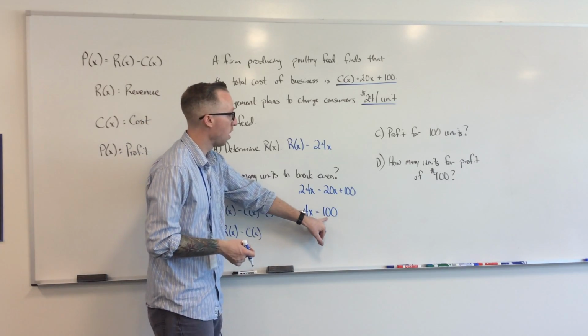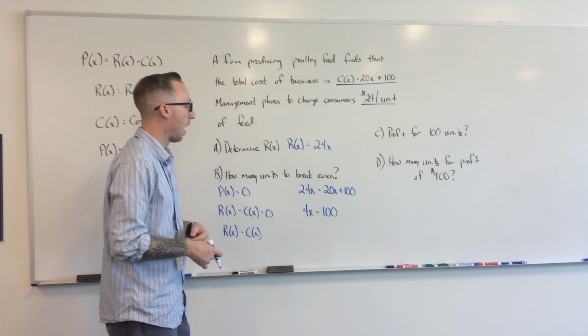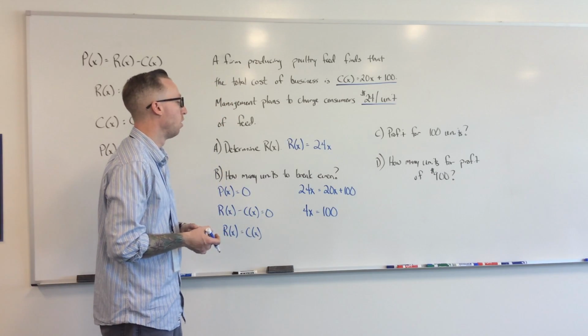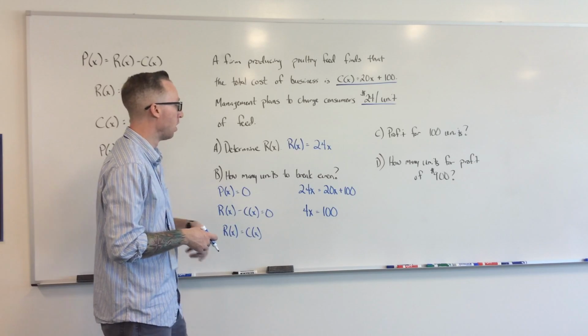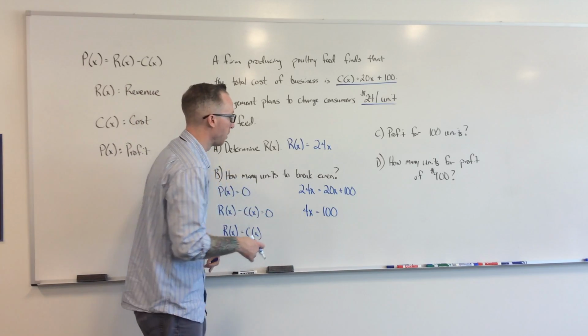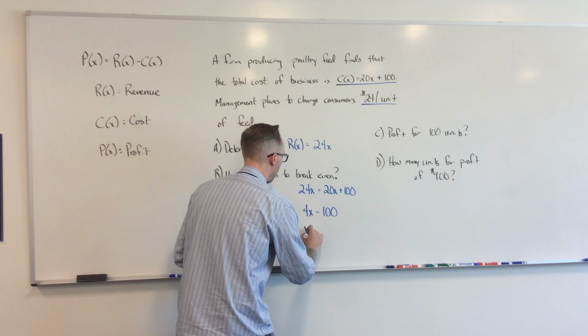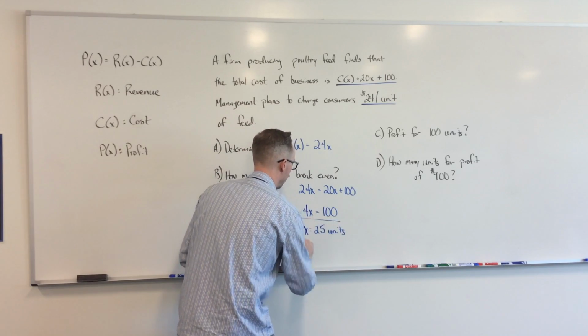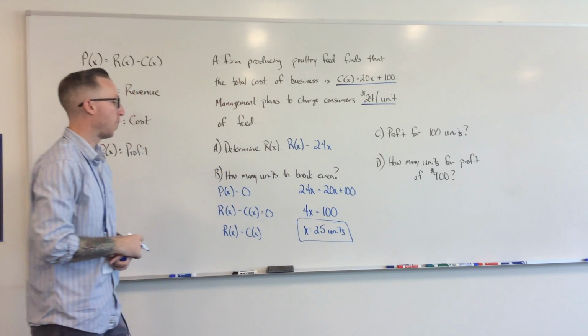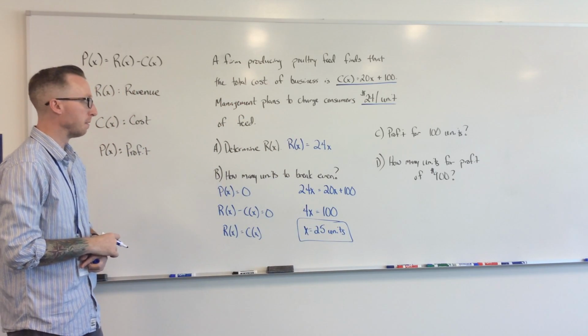This business has $100 of fixed costs. So how many units do I need to sell for $4 of marginal profit, $4 per each item profit gain, to make up those $100 worth of fixed costs? Well, we'll divide by 4. And this business needs to sell 25 units in order to break even.